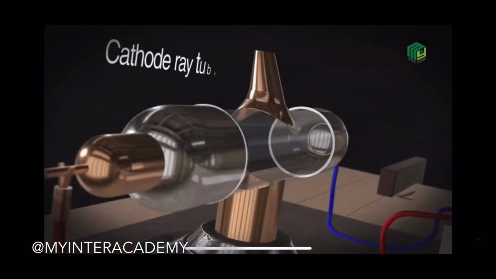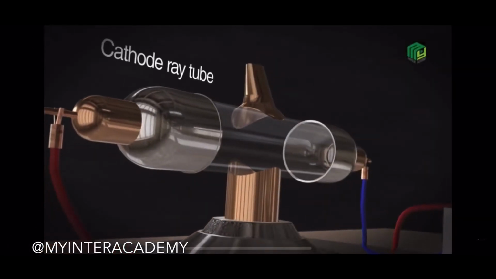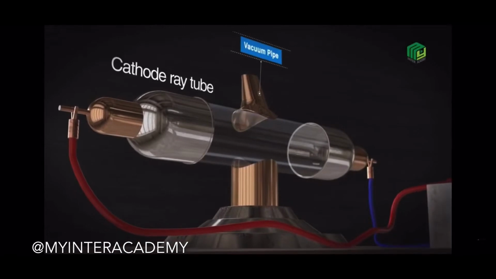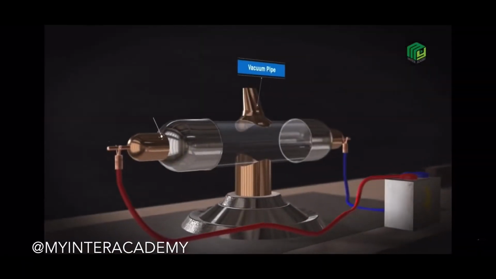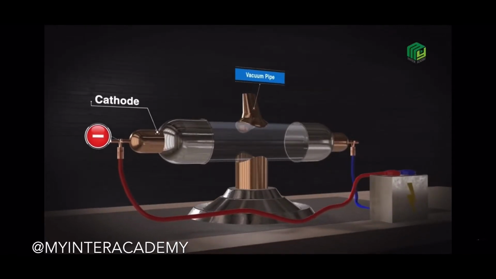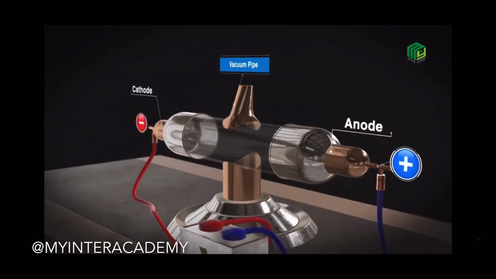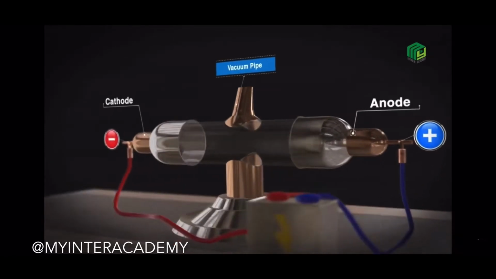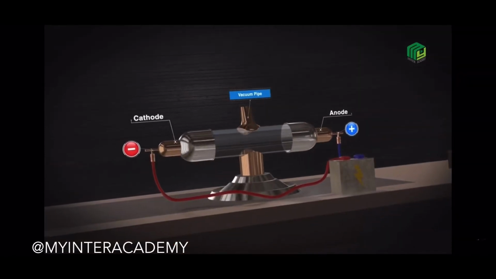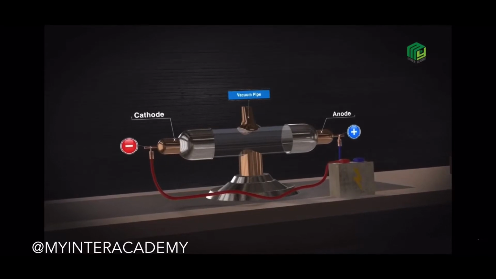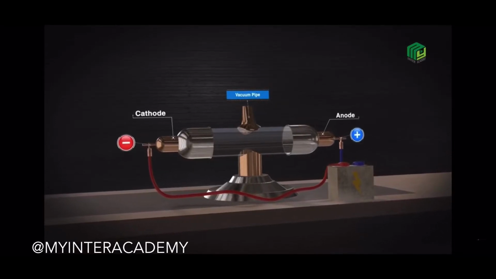Cathode rays are produced in a discharge tube. A vacuum pump is used to evacuate the discharge tube. The cathode of the tube is connected to the negative terminal of the battery, and the anode of the tube is connected to the positive terminal of the battery. It was observed that, at normal pressure, the gas did not allow the current to pass through it.